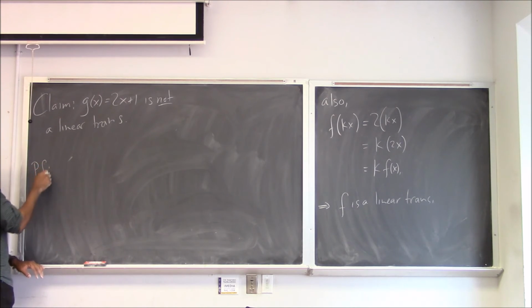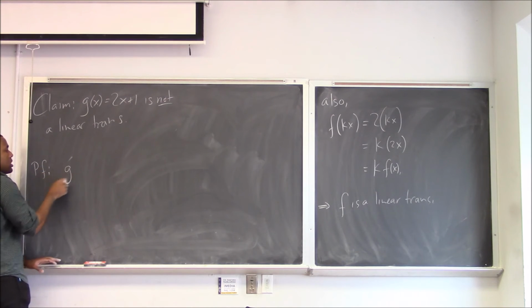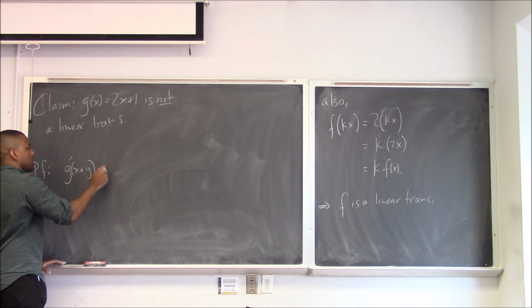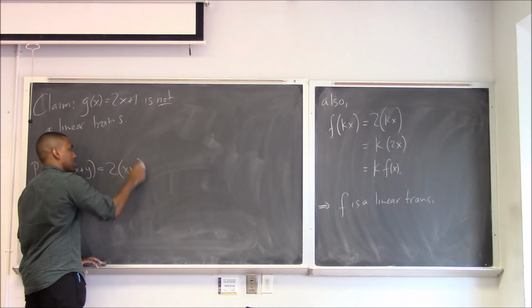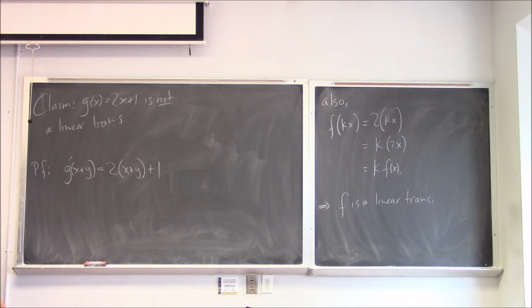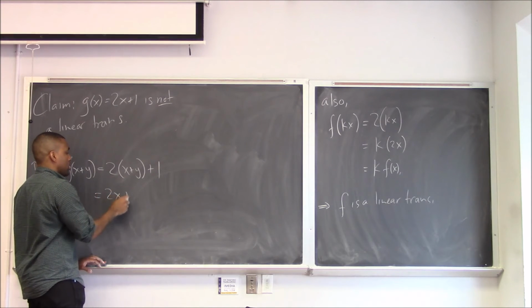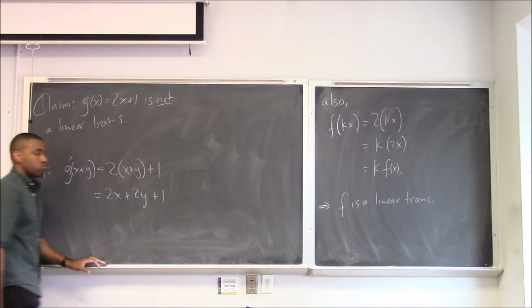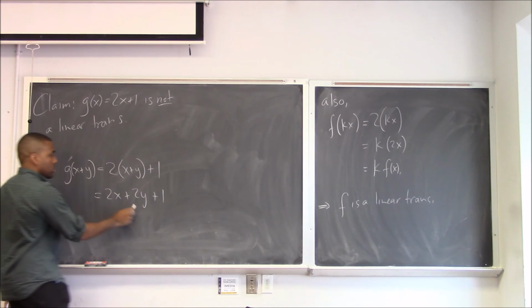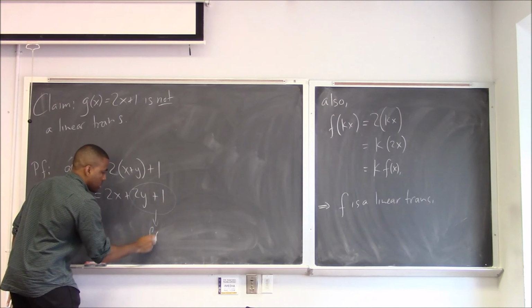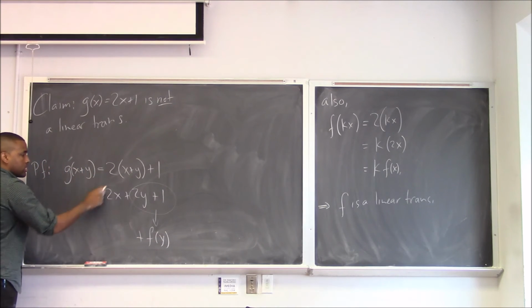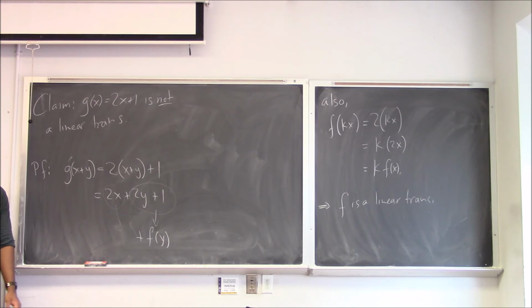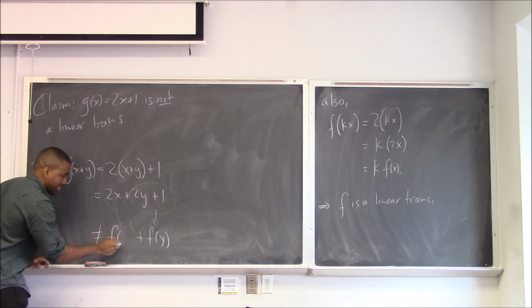Proof. Let's look at g of x plus y. What is that equal to? It's 2 times x plus y, plus 1. That is 2x plus 2y plus 1. This, of course, here is f of x plus f of y, plus 1. It's not g of x plus g of y is the important thing.